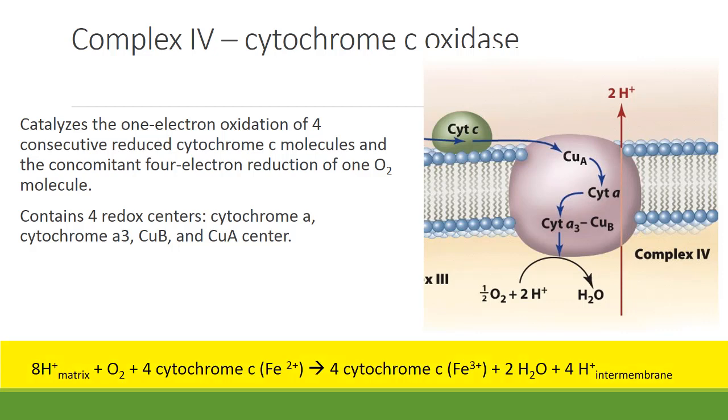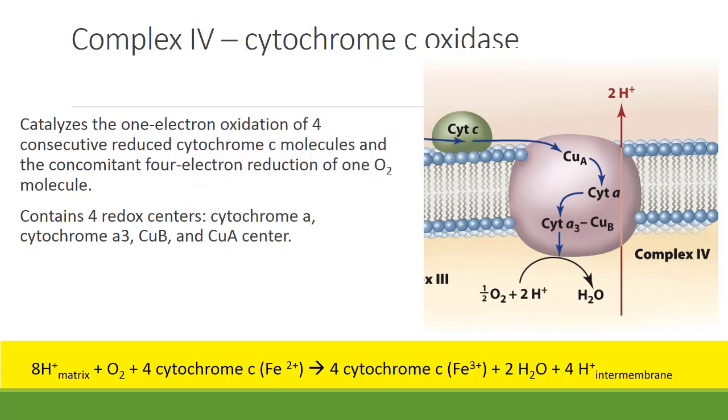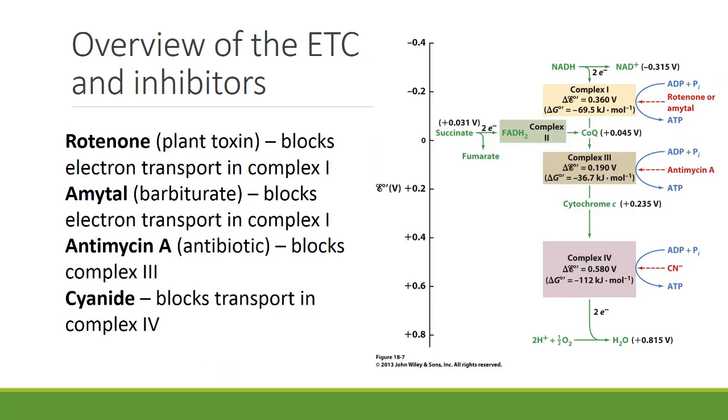Overall, our reaction at complex 4 requires 4 protons, 1 molecule of oxygen, 4 reduced cytochrome Cs, and yields 4 oxidized cytochrome Cs, 2 molecules of water, and 4 protons that have been pumped into the intermembrane space. Unlike other pathways that we have reviewed, the electron transport chain is not regulated by inhibitors or activators. Instead, it operates solely based on the presence or absence of electron carriers NADH and FADH2, as well as the presence of oxygen. If these are present, it is running. If they are absent, it is off.